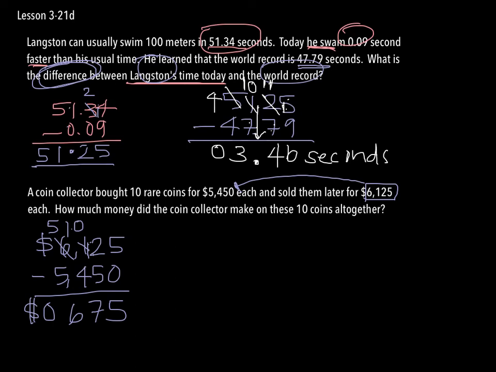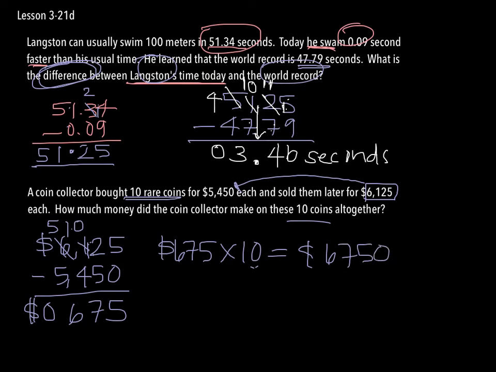Now, how many coins did he have? Well, it says he bought 10 rare coins. So we're going to take this $675 and multiply that by 10 coins. Basically using mental math, just add a 0, and we get $6,750. So by buying the coins low and selling them high, he made $6,750.